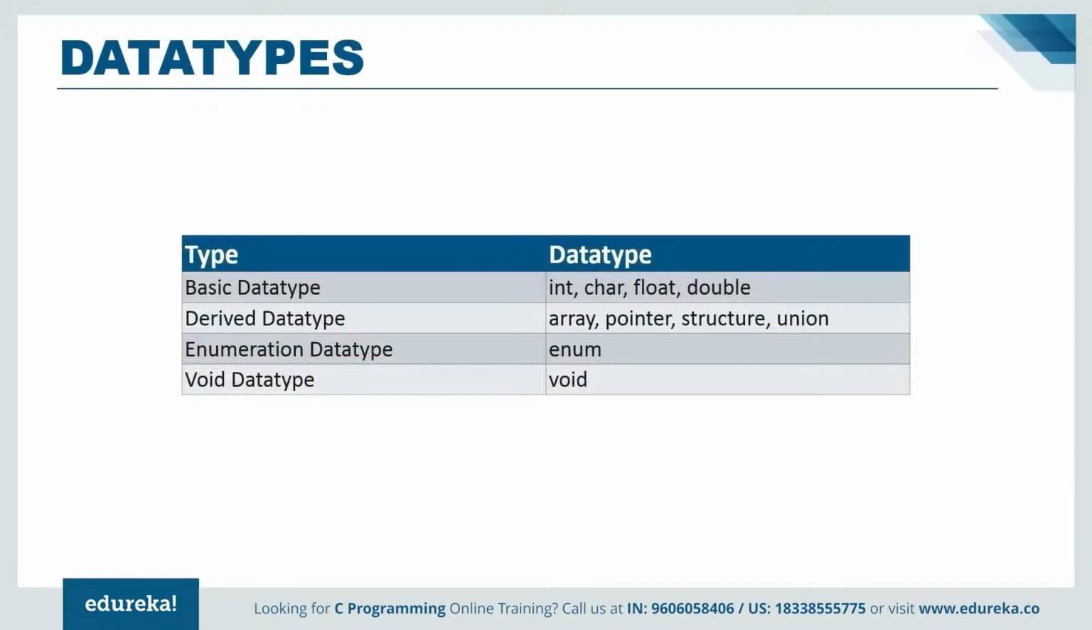Firstly, the basic data types. The basic data types described in the C language are int, char, float, and double.